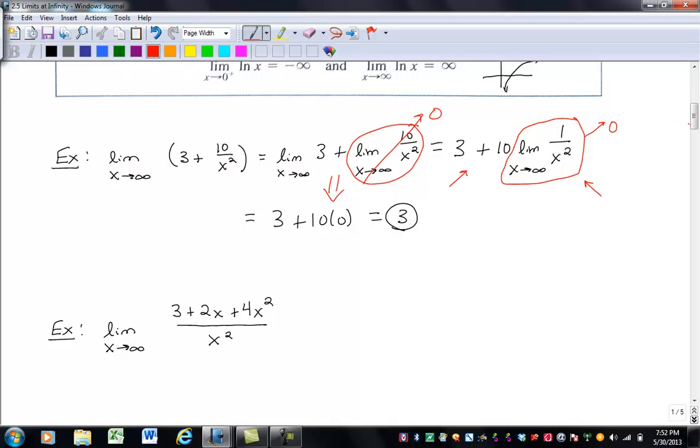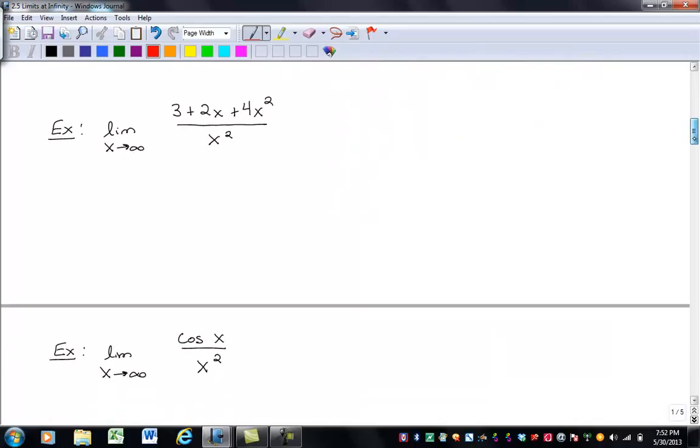Well, let's try it again. Here's another limit as x is approaching infinity: 3 plus 2x plus 4x squared, all over x squared. In a perfect world, we could plug infinity in, but the problem is I would get infinity on the top and infinity on the bottom. And I don't know what infinity over infinity is. Is it 1? Is it infinity? It's an indeterminate form. So to do this limit, first I'm going to break it up.